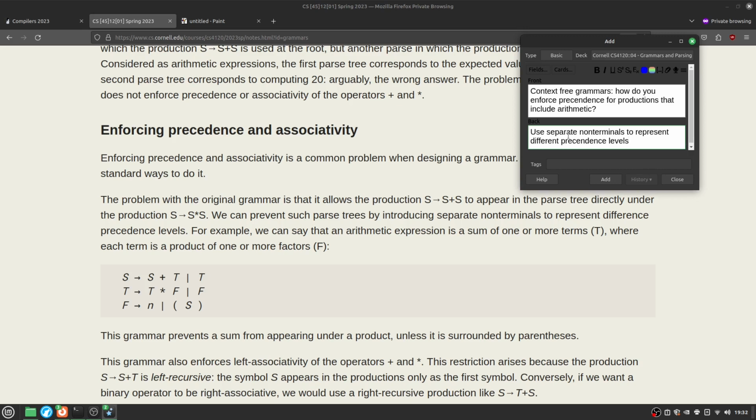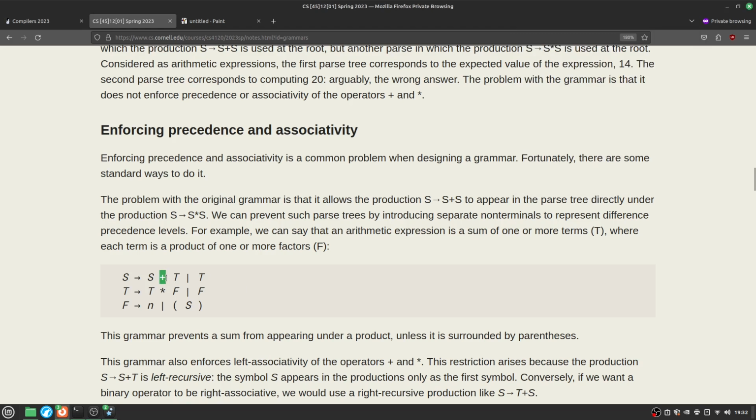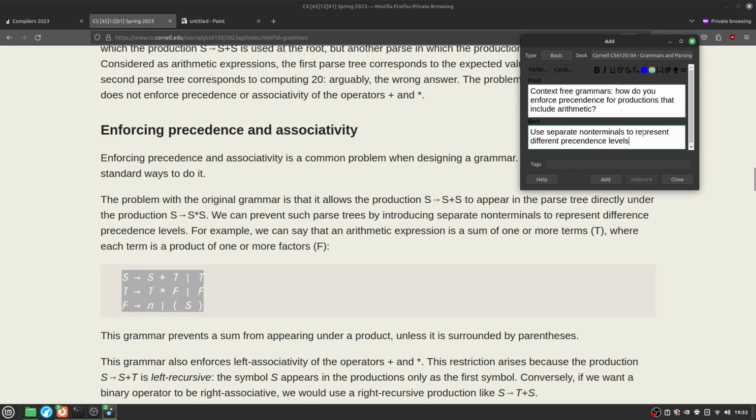So that makes sense. You're essentially forcing a plus operator to appear before a multiplication operator, unless the plus operator is surrounded by parentheses. Wonder if this will copy straight in.